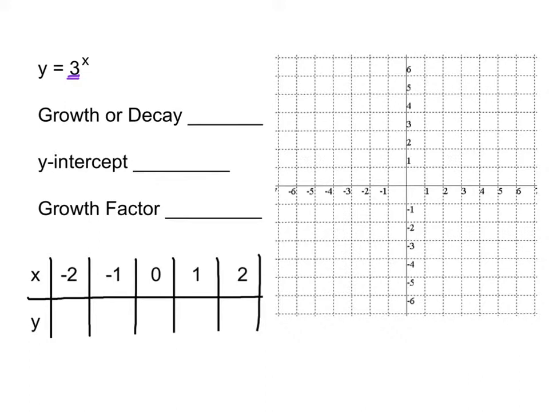tells us if that's a growth or decay. If that number is bigger than 1, then it's going to be a growth. So because we have 3, it's bigger than 1, that's a growth.